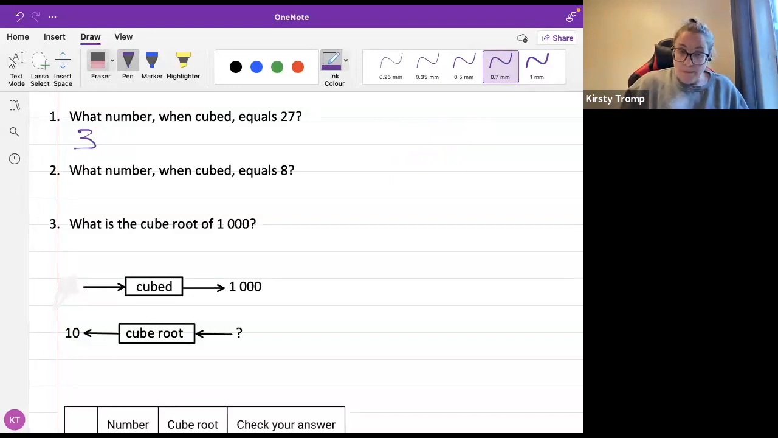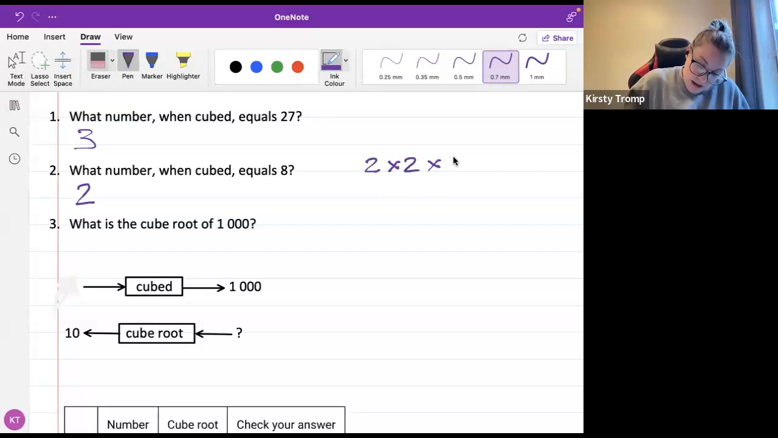What number when cubed equals 8? Lots of people getting it right there. Fantastic, guys. It is 2, because 2 times 2 equals 4, times another 2 will give me 8. So that's great. Well done, everybody. 2 times 2 times 2 is the same thing as saying 2 cubed, or saying 2 to the power of 3. And that's the same thing as saying 8.